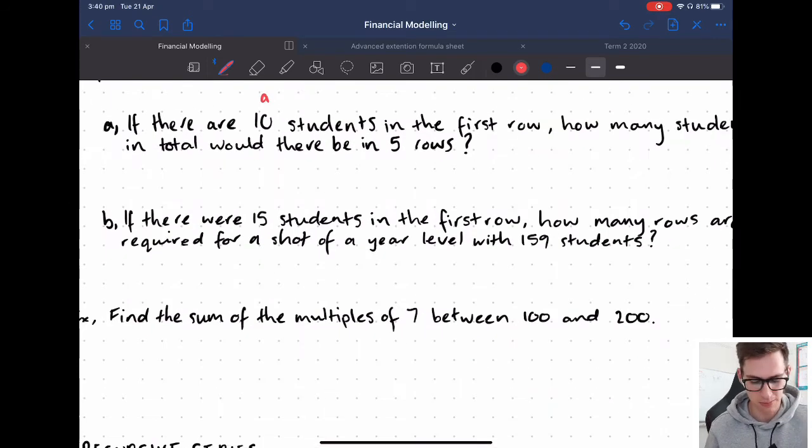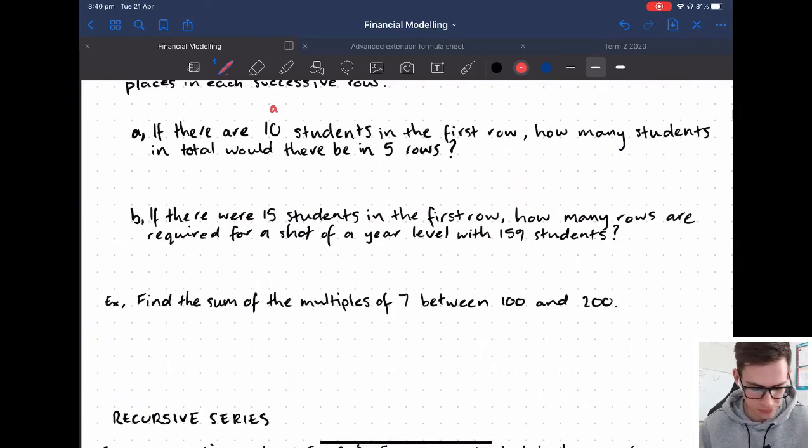All right, so there's 10 students in the first row. How many students in total would there be in 5 rows? So that's not saying how many are in the 5th row. That would be the 5th term, T5. It's asking what is the sum at 5.